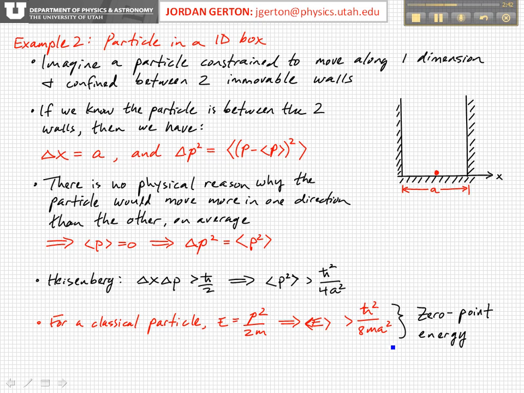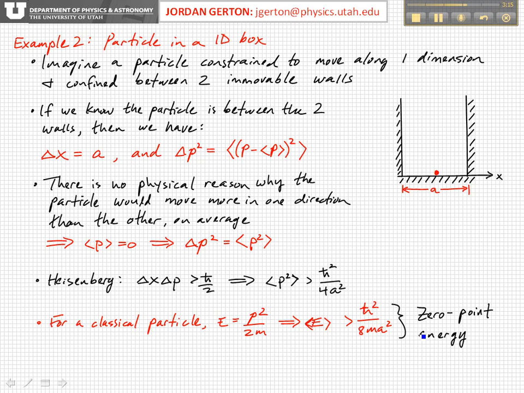This says that just by confining this particle into a box, and giving it the freedom to bounce around, so it's not constrained in the x direction, except that it can't go through the walls. It has to stay within the confines of the walls. That basically tells you that the average energy has some minimum value equal to h bar squared over 8ma squared. And this is called the 0-point energy. It's basically a quantum phenomenon.